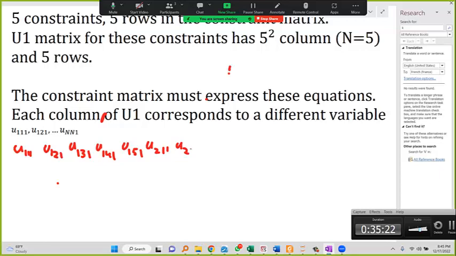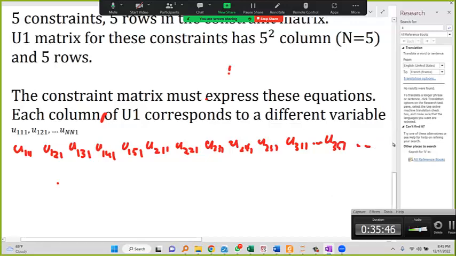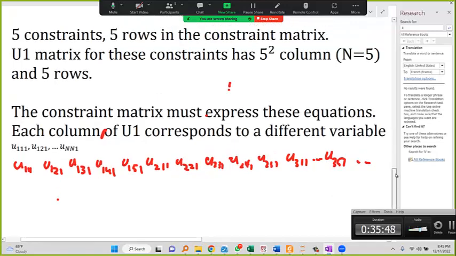U2, 2, 1. Okay, good. And then U2, 3, 1. U2, 4, 1. U2, 5, 1. All right, then what's the next variable? U3, 1, 1. Okay. And then here we can go up to U3, 5, 1. Okay, etc. Now we have to express these constraints using these variables.